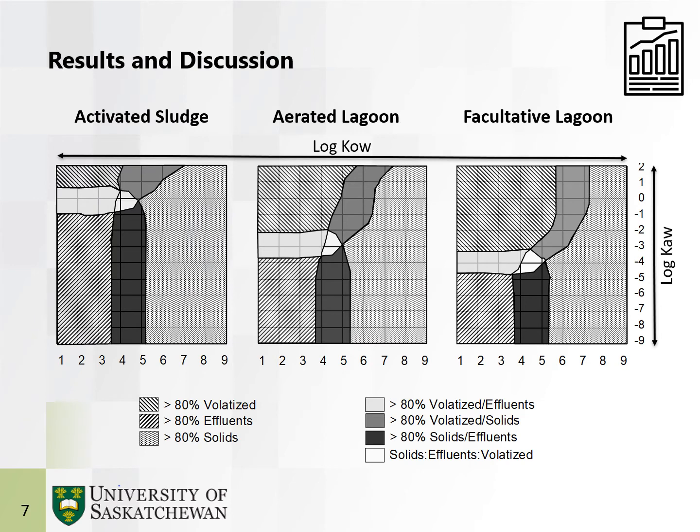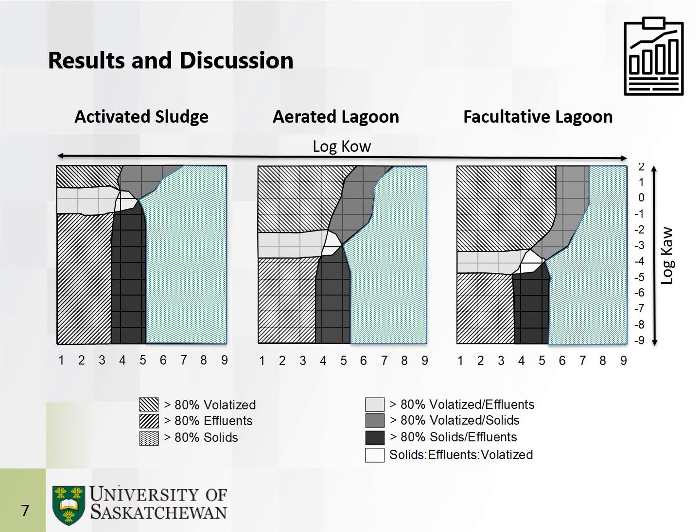The partitioning maps were created for a suite of hypothetical chemicals with different physicochemical properties. As you can see here, air-water partitioning coefficient and octanol-water partitioning coefficient were chosen as the only two variable parameters. These parameters were varied incrementally from 2 to -9 and 1 to 9 respectively, creating a 9 by 12 grid presenting 108 hypothetical chemicals within each partitioning map.